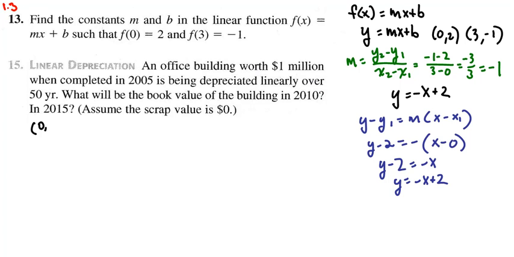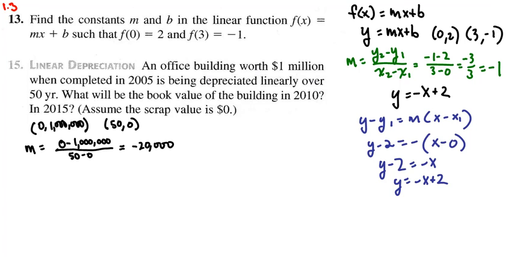Well, we start off with 2 points. At time t equals 0, it's worth $1 million. But in 50 years, at time t equals 50, it's worth $0. So the value goes down $1 million in 50 years, and we divide negative 1 million by 50, and that means it's going down in value $20,000 every year.